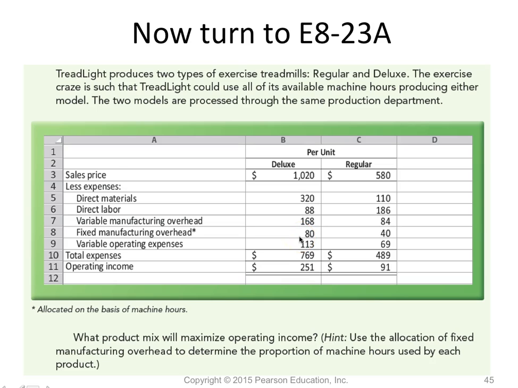Okay, so what product mix will maximize operating income? Use the allocation of fixed manufacturing overhead to determine the proportion of machine hours used by each product. So how many deluxe do we make, and how many regular do we make, so that we can maximize our operating income here?